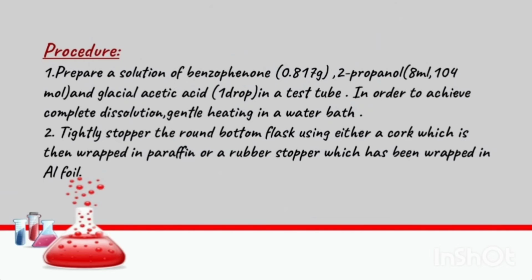So now let us look at the procedure that we have to follow to perform the reaction. First we have to prepare a solution of benzophenone, 0.817 gram, and 2-propanol, 8 ml, and glacial acetic acid, 1 drop, in a test tube. In order to achieve complete dissolution, use gentle heating in a water bath. Second, we will tightly stopper the flask using either a cork wrapped in paraffin or a rubber stopper which has been wrapped in aluminium foil.